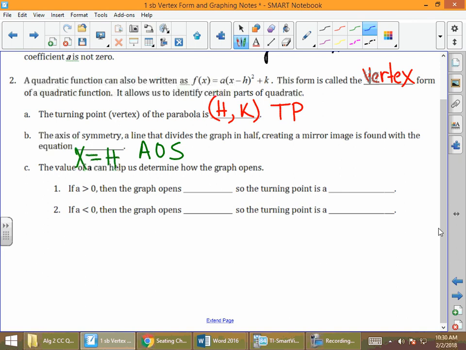But there's one more thing. If a is greater than 0, so the number in front of the parentheses, if it's greater than 0, our graph is going to open up. And our turning point, consequently, is going to be a minimum.